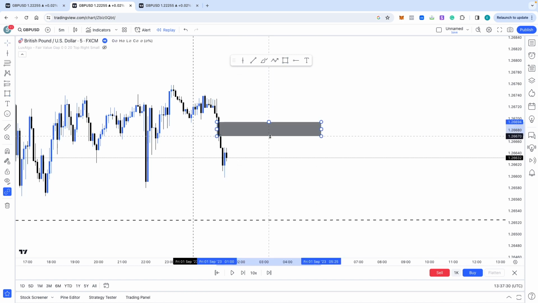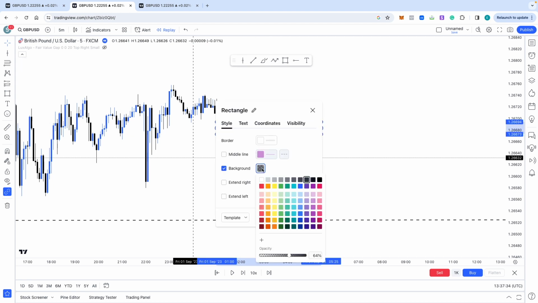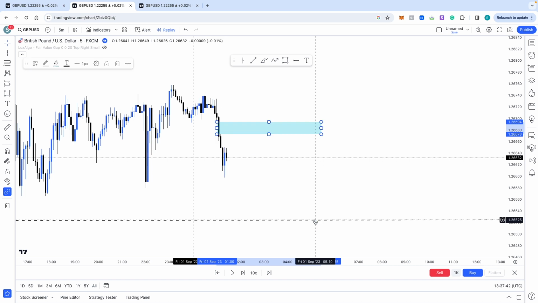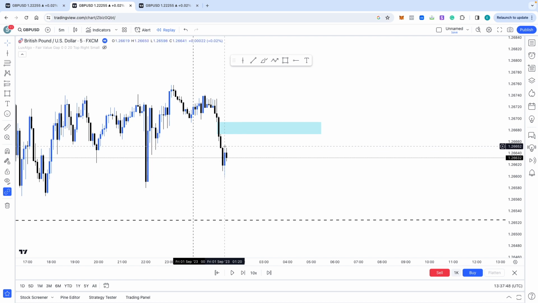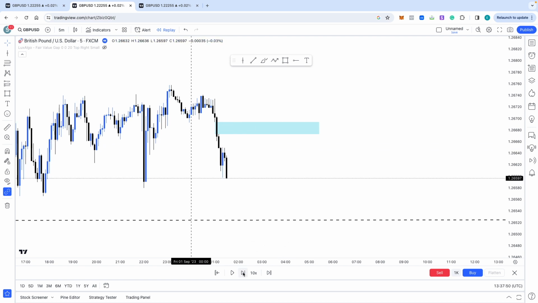Oh, yeah. This is way too dark. So let's change this to a much lighter color. That's more like it. So we've got a fair value gap there. We'll keep our eyes peeled. We've got a fair value gap over here as well.